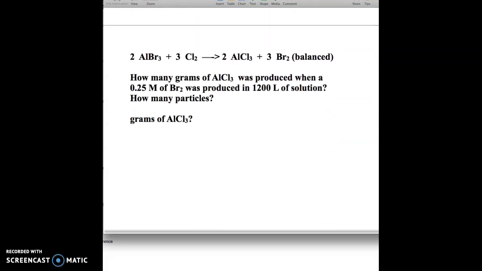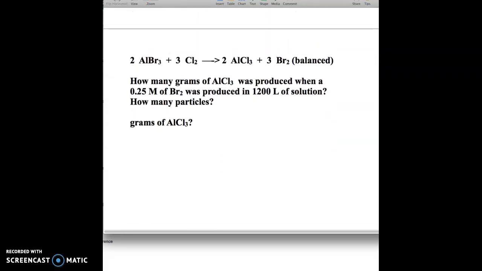The number of particles first, you go for the number of grams. Okay, first of all, you have the molarity. Molarity equals the moles of known divided by the liters of solution. So molarity, we already have that calculated. It's 0.25 equals the moles of solution, that's what you're looking for, divided by, and it gave you 1200.